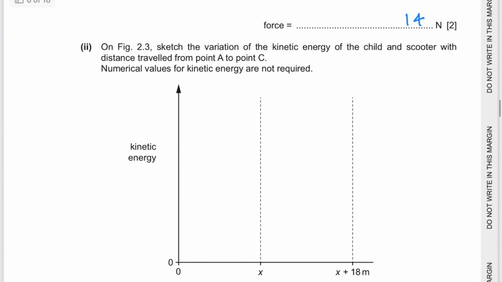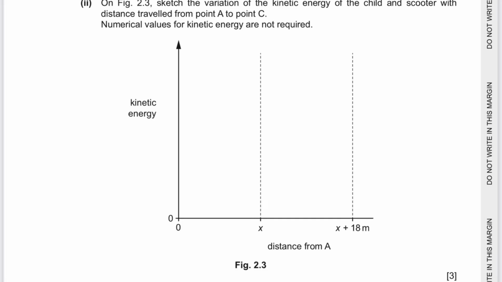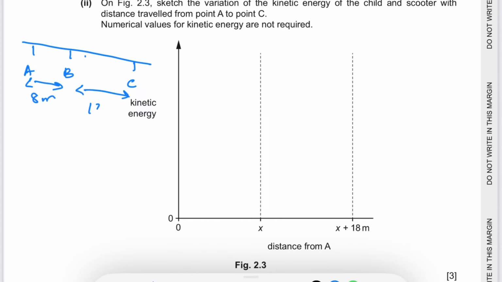On figure 2.3, sketch the variation of kinetic energy of the child in the scooter with distance traveled from A to C. Numerical values for kinetic energy are not required. Okay, from A to B, let me just draw this again. That's 8 meters, and then you have 18 meters. Between A to B, or from 0 to x meters, she will accelerate, meaning that her velocity increases at a constant rate. Hence, the kinetic energy will also increase. So that's for this portion.